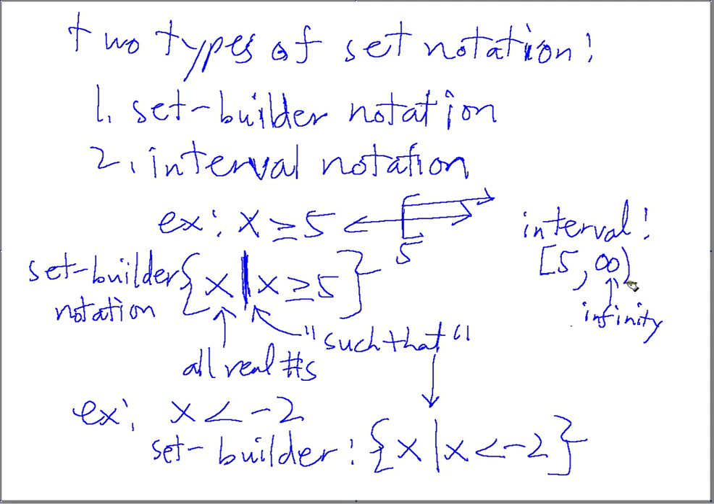So it's going to be parentheses. Interval notation for x greater than or equal to 5 will be: bracket on 5, comma, all the way out to infinity.